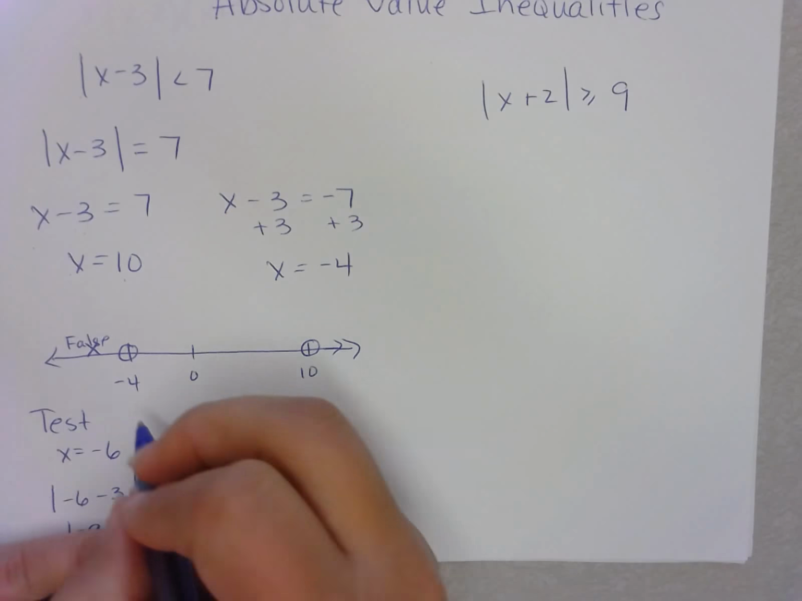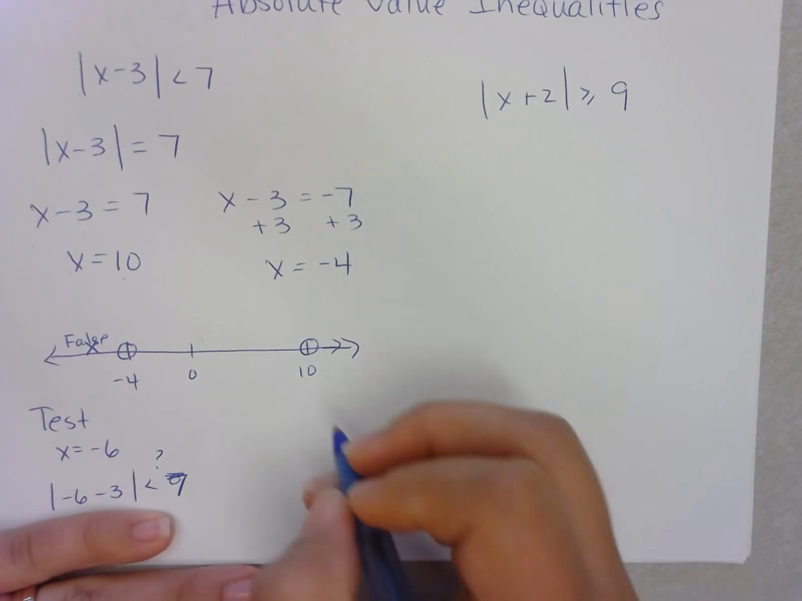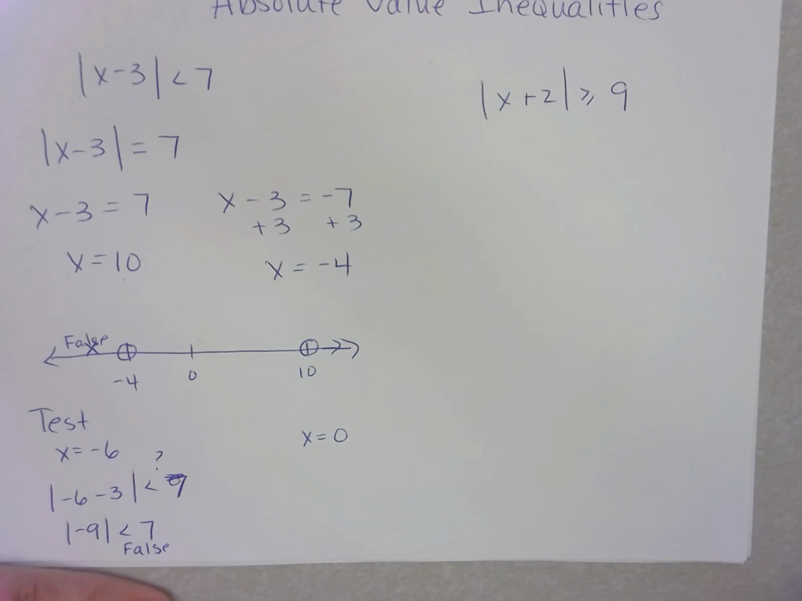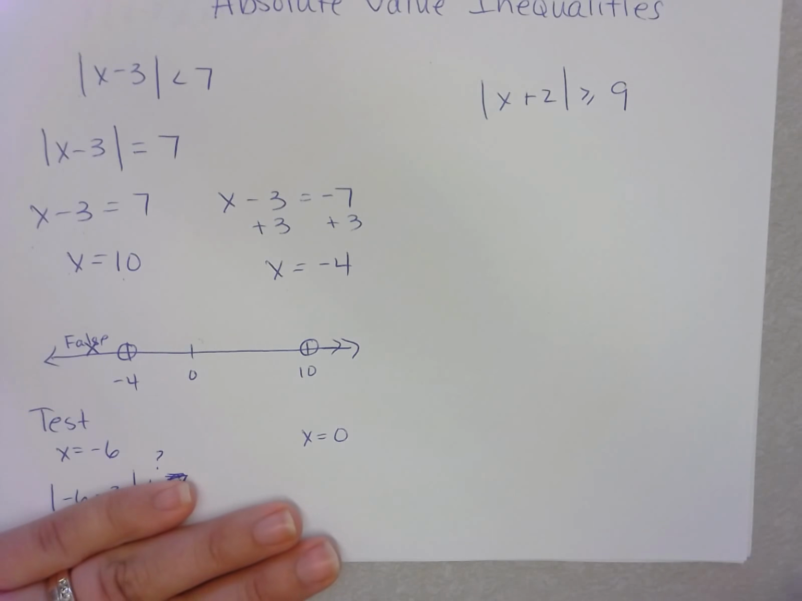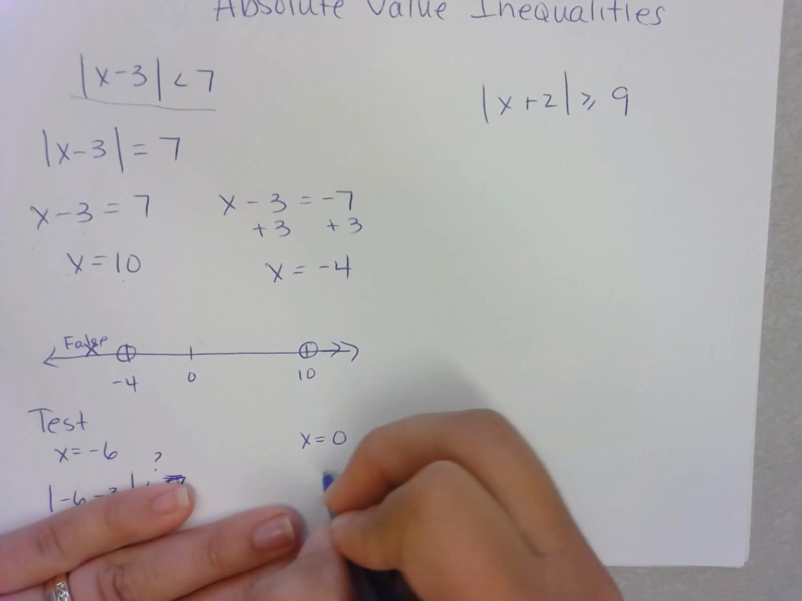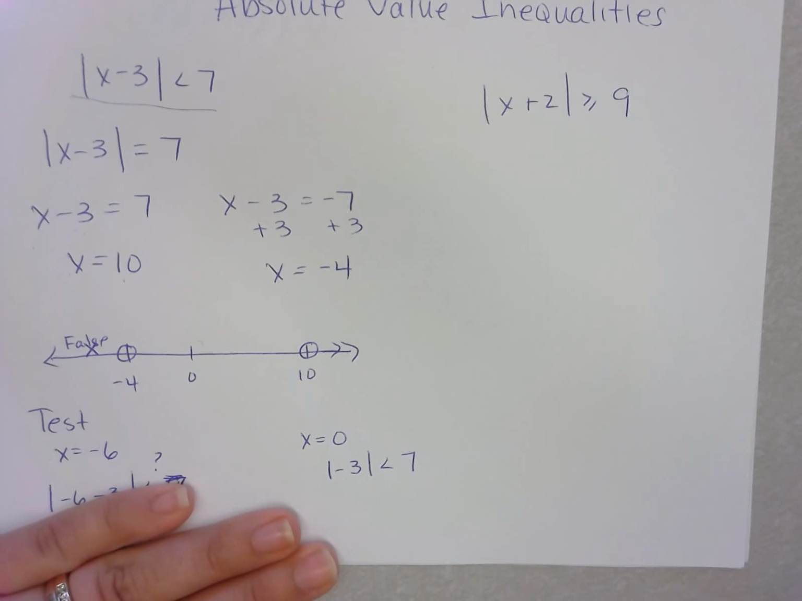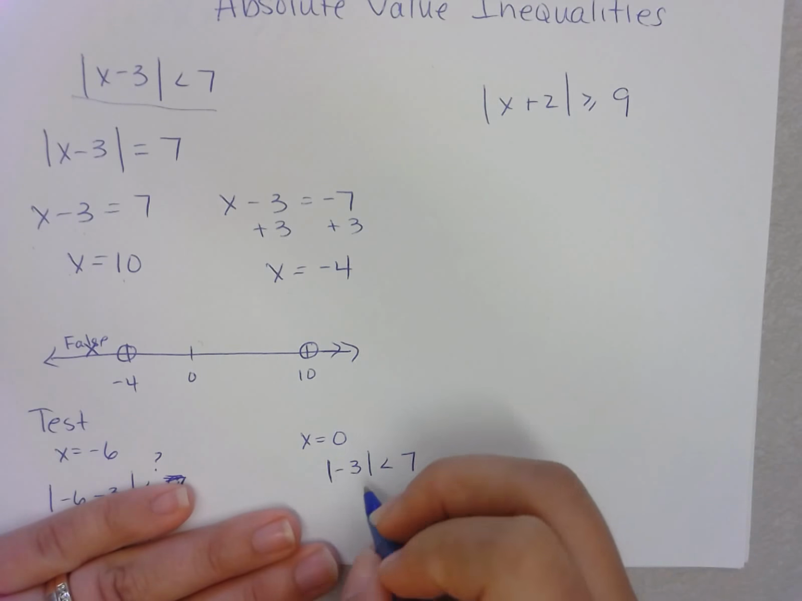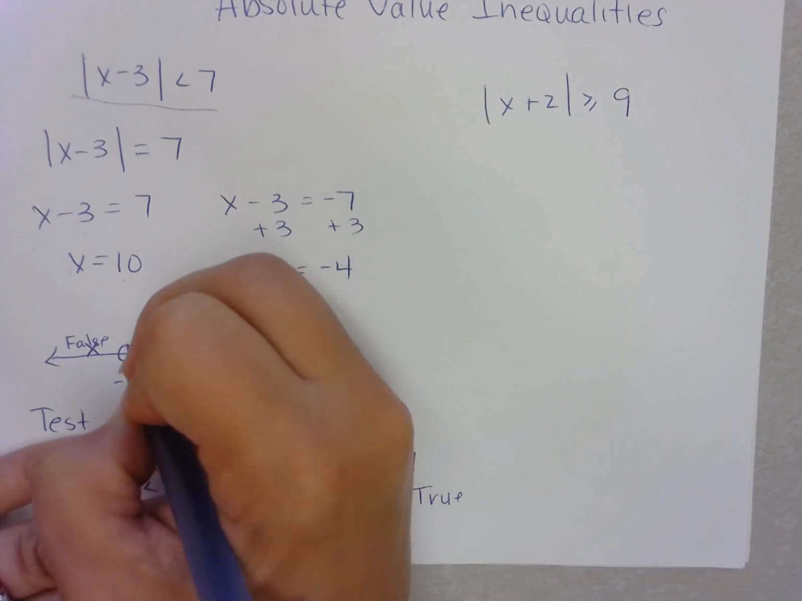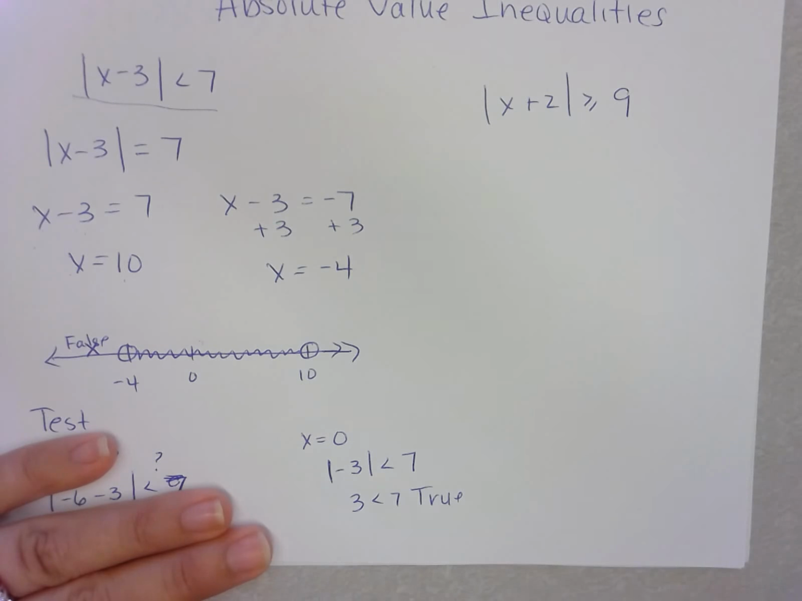All right, so let me test a number in between negative 4 and 10. Whenever I come across x equals 0 in there, I usually try that because it's a nice, simple one to try. So when I plug in 0, I'm plugging it back into here. Then I have the absolute value of minus 3 is less than 7, because I have 0 minus 3. This simplifies to 3 is less than 7, and this is true. So this piece here is part of my solution.